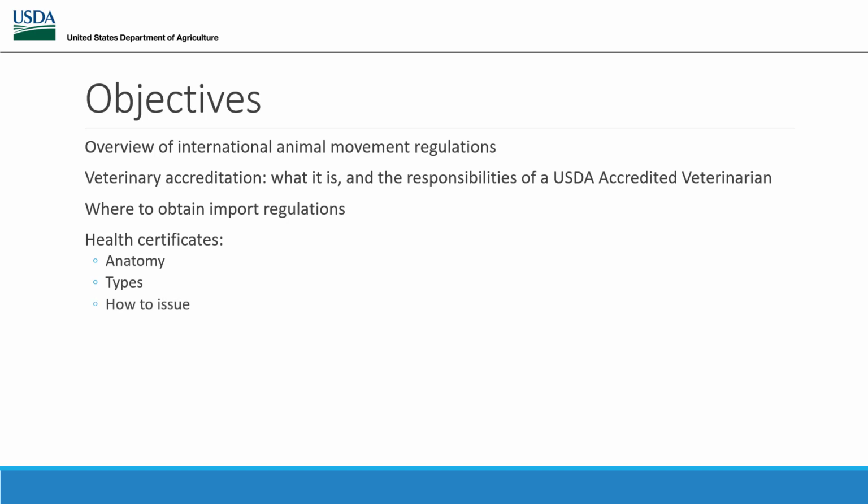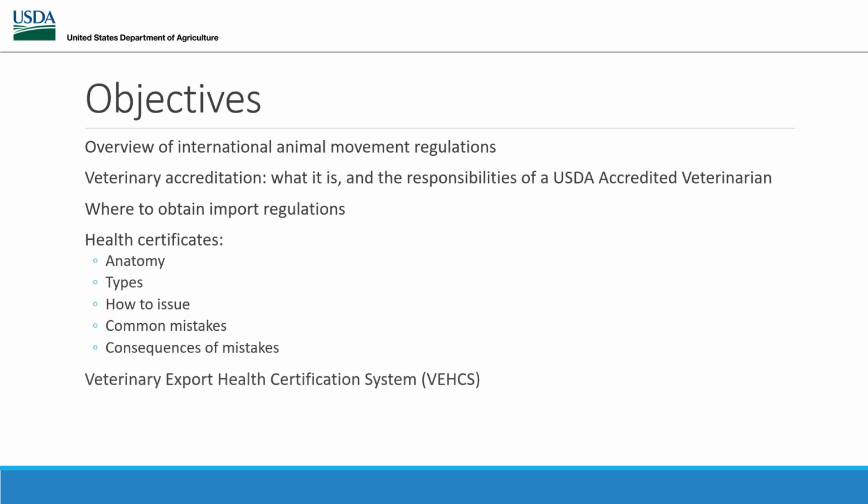the steps to issuing a health certificate, common mistakes accredited veterinarians make when issuing a health certificate, and the consequences of those mistakes. You will also learn about USDA APHIS's electronic certification system, VEHCS, and where to find your resources, including who to contact when you need help preparing a patient to travel to another country.